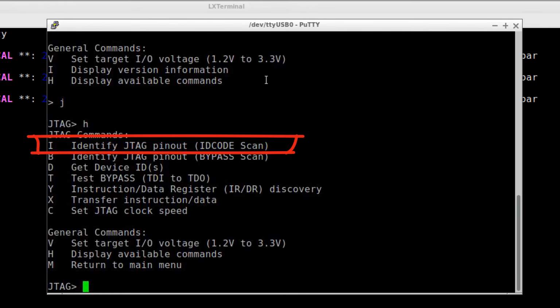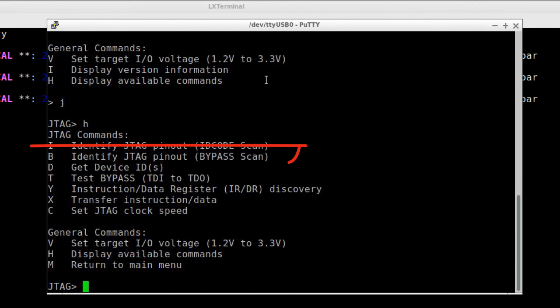The first option is the IDCODE scan. It is faster, but doesn't identify the TDI pin. The second option is the bypass scan. It is slower, but will identify all pins, so we'll press B for bypass scan. If we have many pin candidates, it could be better to use first the IDCODE scan and then the bypass scan to identify only the remaining TDI pin. With the first pass, we'll identify every pin excluding TDI, and with the bypass scan we can identify only the TDI pin. In this case, the entire process is faster.